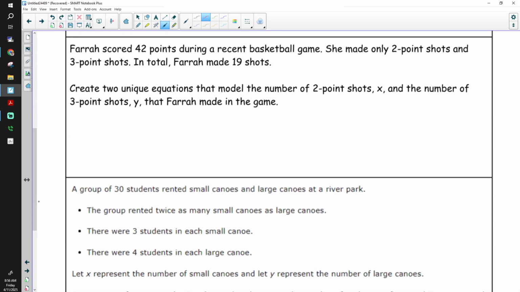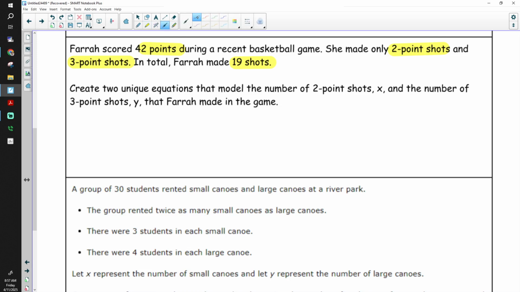Farah scored 42 points during a recent basketball game. She made only 2-point shots and 3-point shots. In total, Farah made 19 shots. Create 2 unique equations that model the number of 2-point shots, x, and the number of 3-point shots, y, that she made. Okay, so we have a few numbers to look at: 42 points, 2-point shots, 3-point shots, and 19 shots total. So we have 4 numbers to use, which is perfect for making a system of equations.